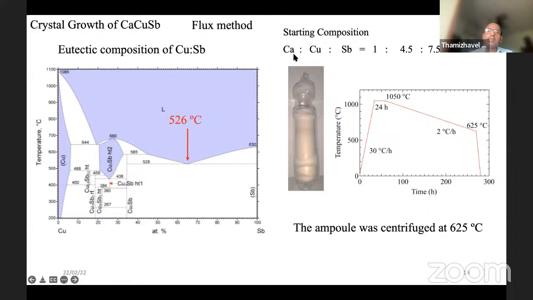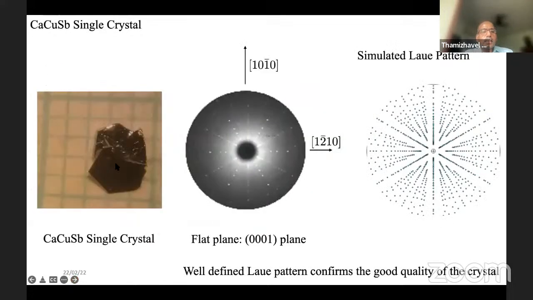So the starting composition for this calcium copper antimony is that we have taken the ratio 1:4.5:7.5. And we have followed this temperature profile. We slowly heated up to 1050 degrees centigrade, held at 1050 degrees centigrade for about 24 hours to ensure proper homogenization. And then we slowly cooled down at the rate of 2 degrees centigrade per hour. And we have centrifuged the single crystals at around 625 degrees centigrade, about 100 degrees above the melting point of this eutectic composition. So we have got very nice single crystals of this calcium copper antimony.